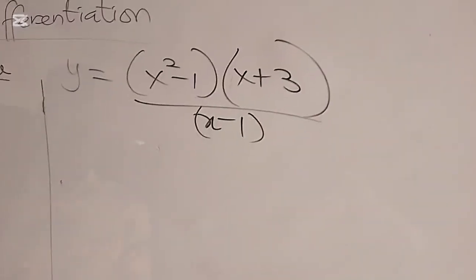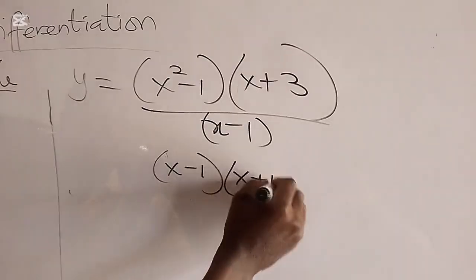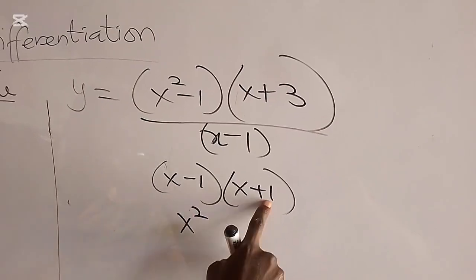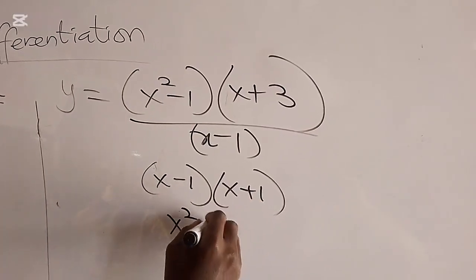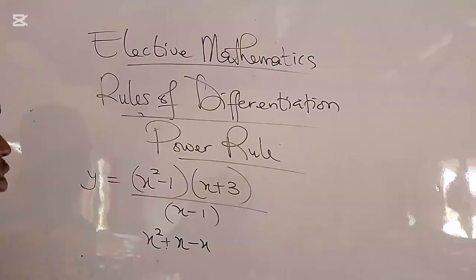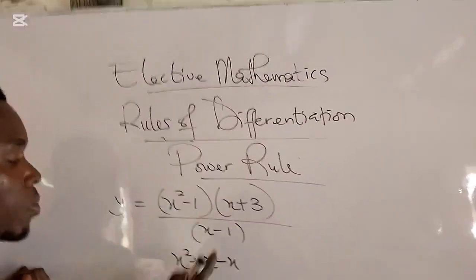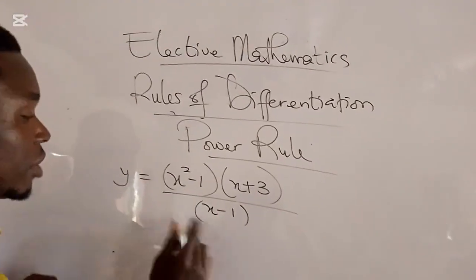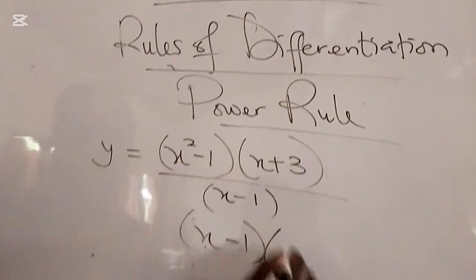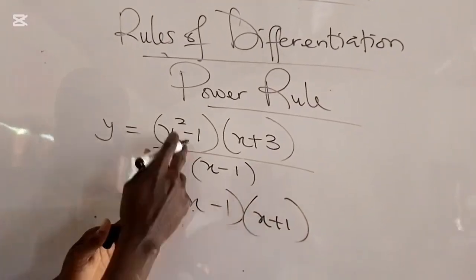Difference of two squares. For example, if we have x minus 1, x plus 1, when we multiply this and this, it will give us x squared. We multiply this and this, you have plus x. We multiply this and negative 1, you have minus x. This is difference of two squares. So we have x squared minus 1 as x minus 1, x plus 1. When we expand this, we are surely going to get this.